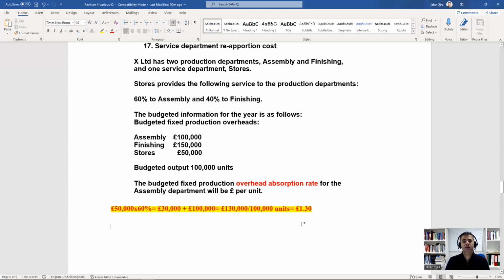So be careful, guys. What the question asks you, right? I might ask you for assembly. I might ask you for finishing. So the key here is you need to first reapportion the stores into the assembly or finishing, and then combine them both together to find the total production overhead overall, and then you divide it by the budgeted output. So this is the way ahead to do it.